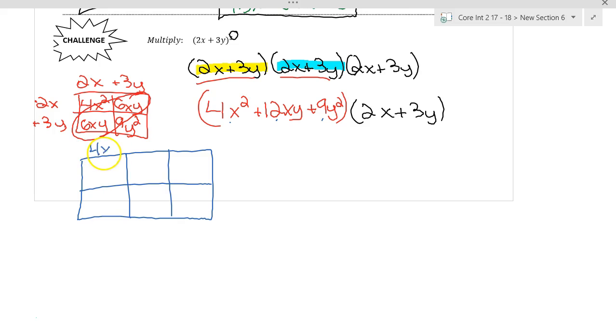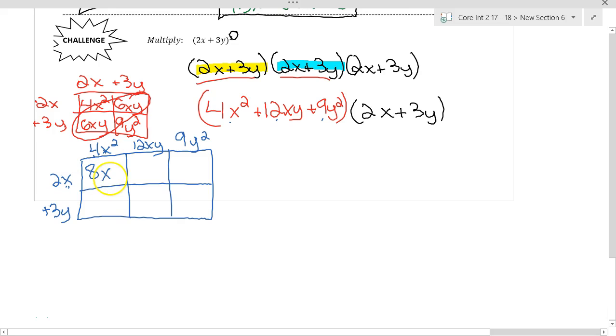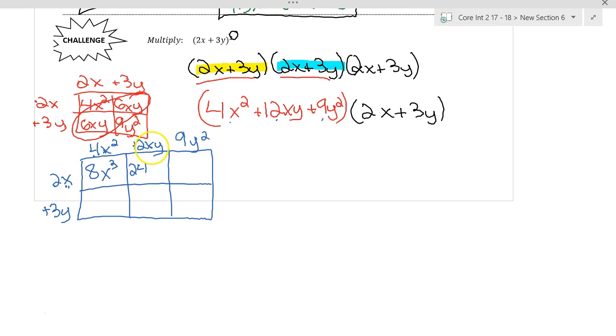So I have 4x squared, 12xy, 9y squared. 2x, 3y. Okay? Again, just multiplying. Don't get too worried about how big the numbers are. 4 times 2 is 8. x, I have 1x here, 2x's here, that's 3x's. 2 times 12 is 24. 2x's, 1y. 2 times 9 is 18. 1x, 2y.